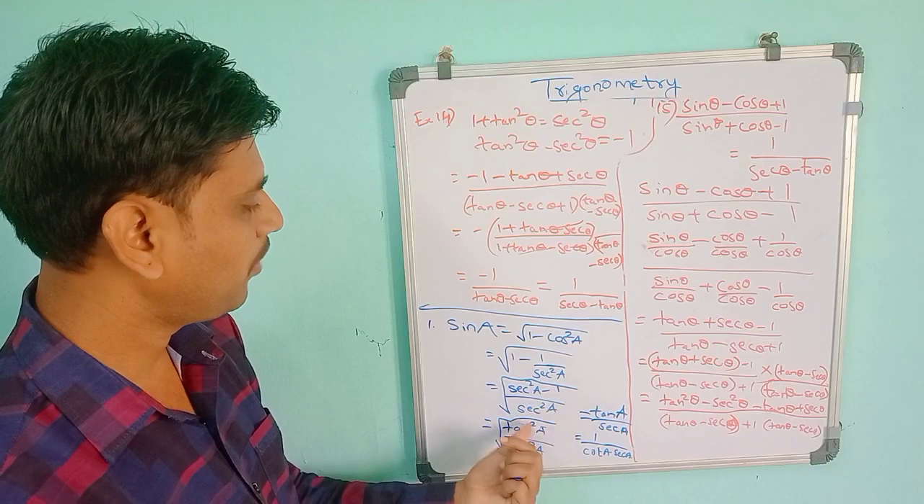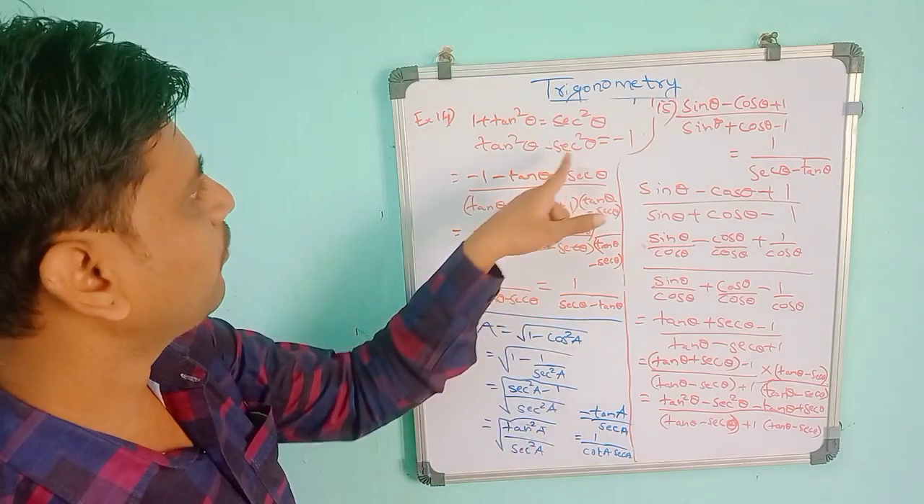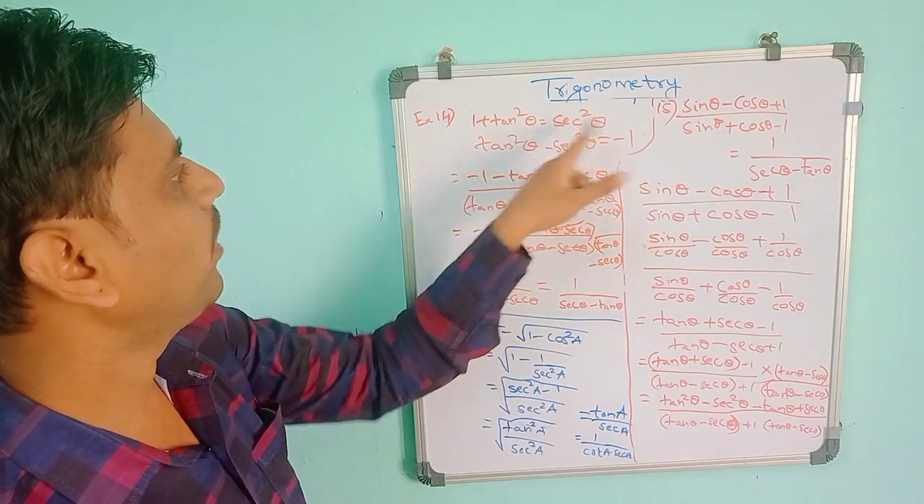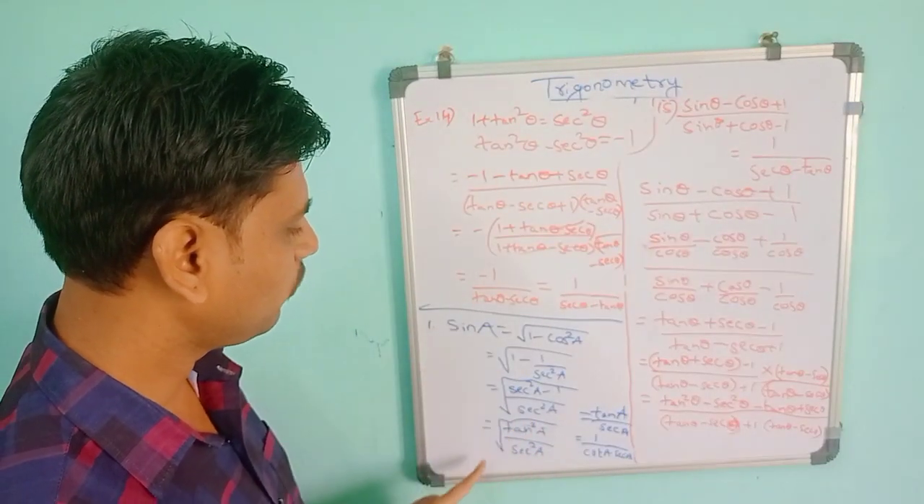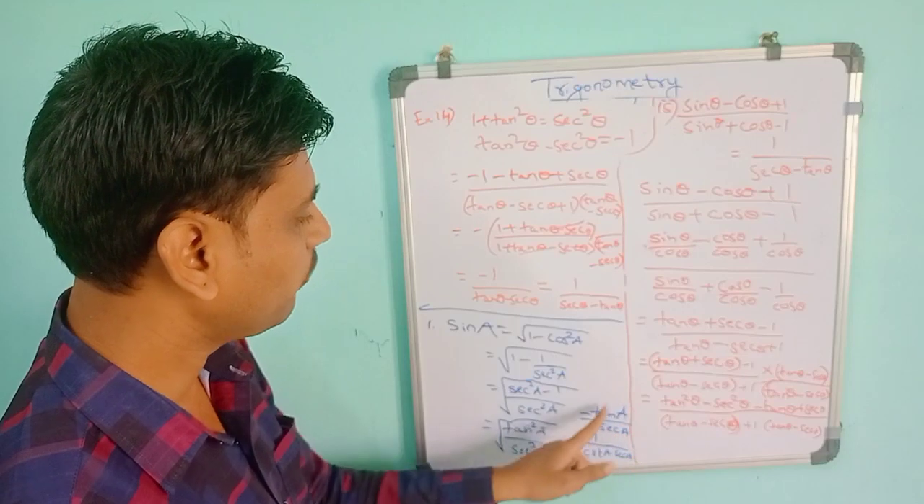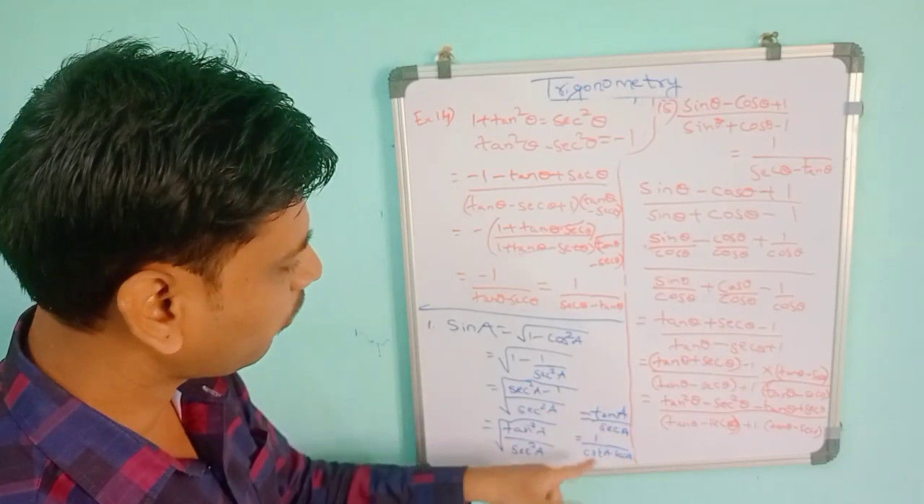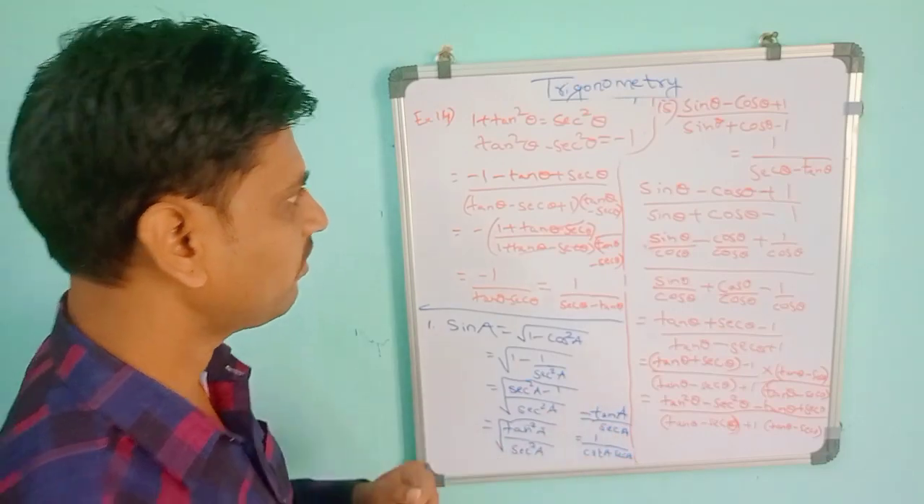Then sec square A minus 1 divided by sec square A. Sec square A minus 1 is nothing but tan square A. So tan square A divided by sec square A. Square is there, so square root, we get the answer, tan A by sec A. Tan you can write in terms of cot, 1 by cot. 1 by cot A into sec A.